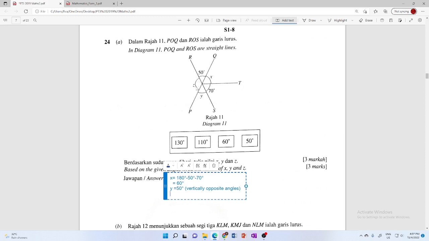And find out z. So when you look at this, POQ is a straight line as well. So the total angle on a straight line is 180. And z will be equals to 180 degree minus 50 degrees. That's equals to 130.